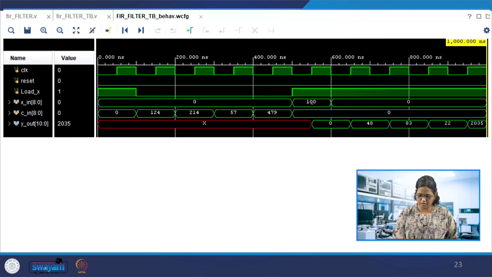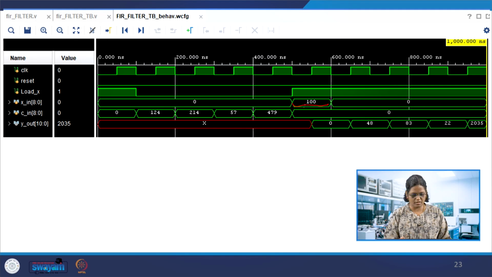So for some time this is 100, for the clock it is made 100 over here and then made 0. So the outputs we can see here: 0, 48, 83, 22 and so on. So these are the loading of coefficients during this period. Reset is 1 here, so 0.